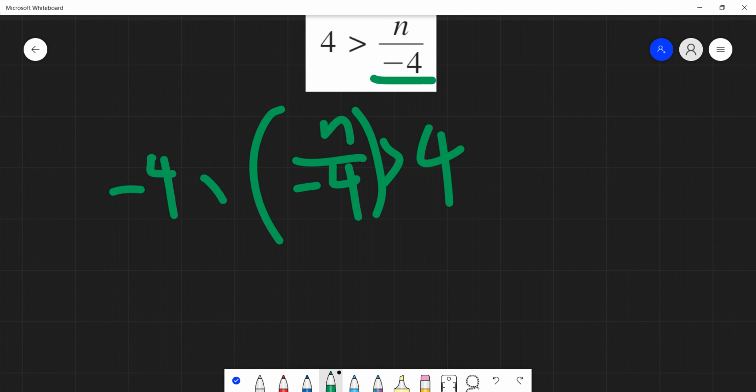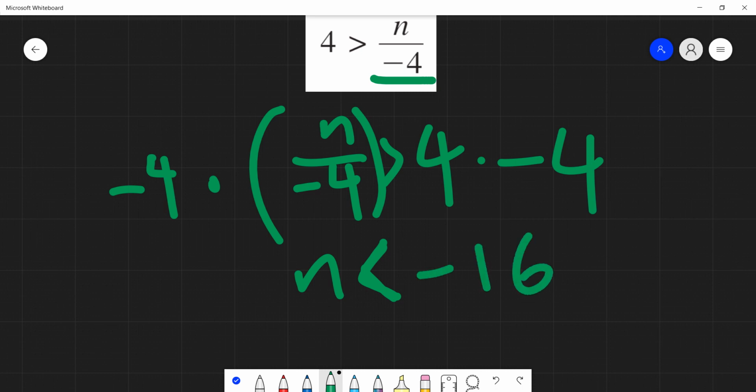So now here, since this term over here is being divided by negative 4, I'll just multiply both sides by negative 4. And that should equal n is less than. It is less than, not greater than, because I am multiplying both sides by a negative number. n should be less than negative 16. It can't be greater than because since I'm multiplying or dividing by a negative number, the inequality has to flip.